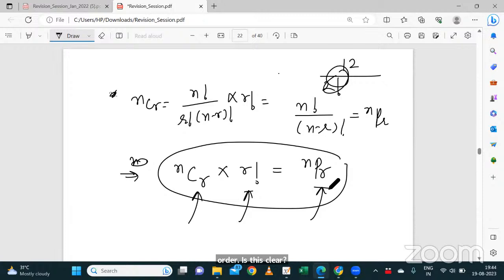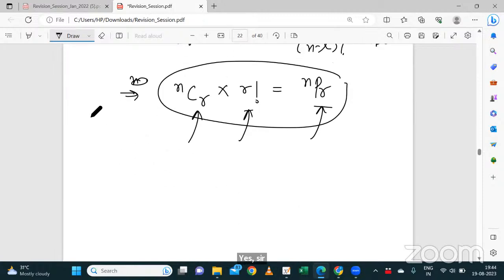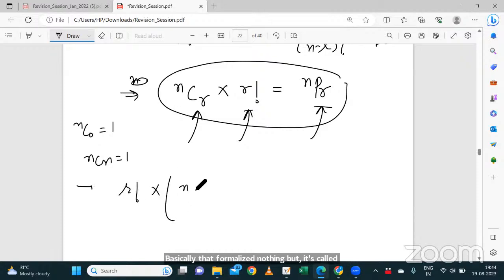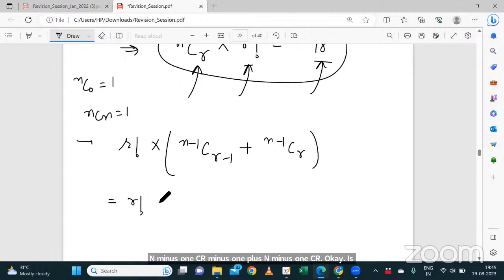Okay, so this is one of the concepts, and by the formula you can solve it. The value of nC0 is 1, nCn is 1, and there is one more formula, the derivation behind it. That formula is r factorial into (n-1)C(r-1) plus (n-1)Cr, which is equal to r factorial into nCr. If you apply the nCr formula to this and add n minus 1, then you will get this nCr.